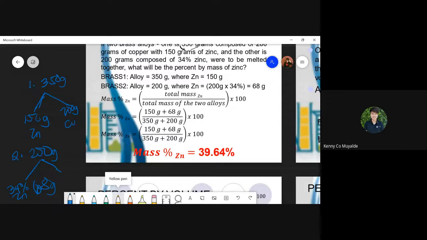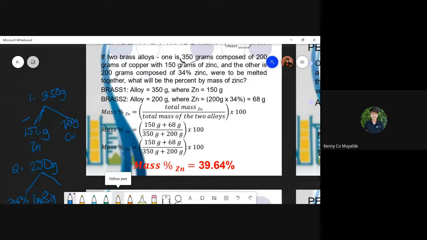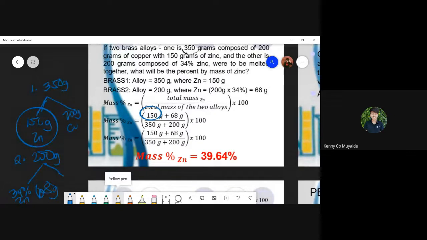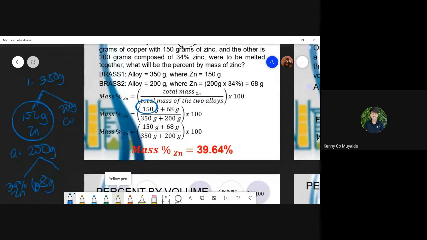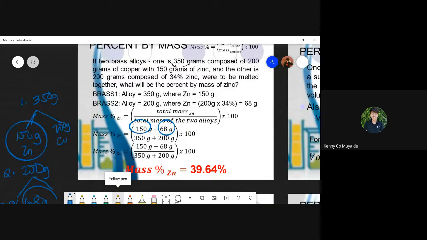Ngayon naman, we are going to add the two alloys. So una, ilagay natin yung solute or yung kung ano yung hinahanap natin, which is the percent by mass of zinc. So since zinc yung hinahanap natin, yung percent by mass niya, dapat siya ang magiging numerator. So yung unang alloy, it is 150 grams daw yung zinc. Next, ilan yung zinc doon sa pangalawang alloy? Yung kinumpute natin, which is 68 grams. So ipag-add natin sila. Sila yung magiging numerator natin.